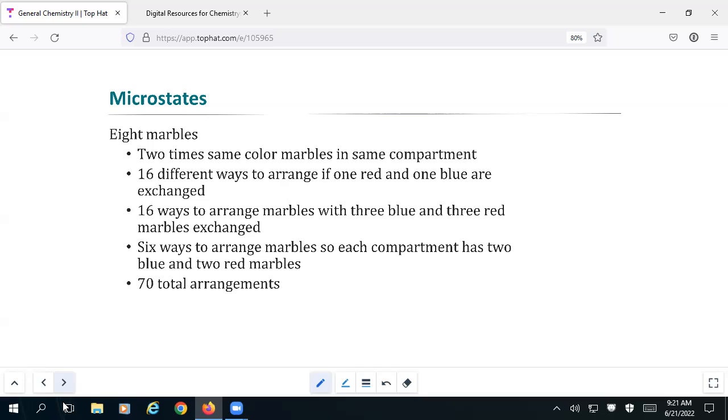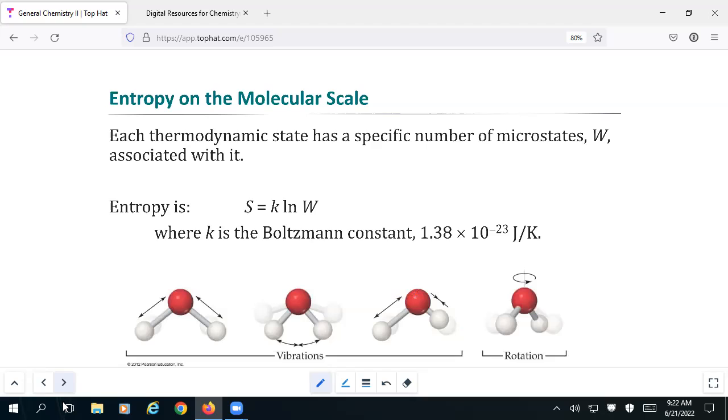As we get more and more molecules, the likelihood of getting completely separated states goes down, down, down. The likelihood of getting some form of mixing goes up, up, up. And so what this comes down to is that when we look at a particular thermodynamic state, we can say, okay, there is a certain number of microstates that are associated with this particular thermodynamic state. The number of microstates we are going to give by the variable capital W.